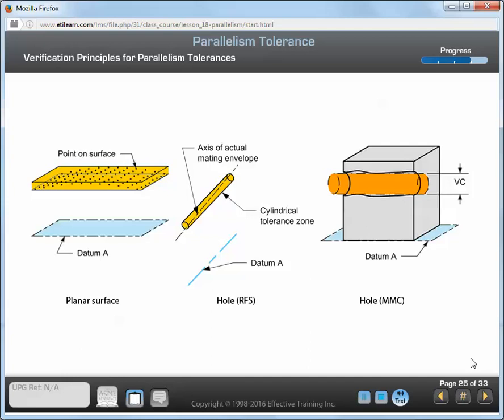When parallelism RFS is applied to a cylindrical feature of size, like a hole, the deviation is measured by finding the cylinder size that simulates the unrelated actual mating envelope. Then the axis of the actual mating envelope can be verified. When parallelism MMC is applied to a cylindrical feature of size, like a hole, the deviation is verified by passing the virtual condition cylinder, which is parallel to the primary datum, through the feature of size. Since parallelism does not control location, the inspection method should not be influenced by the location of the toleranced feature.